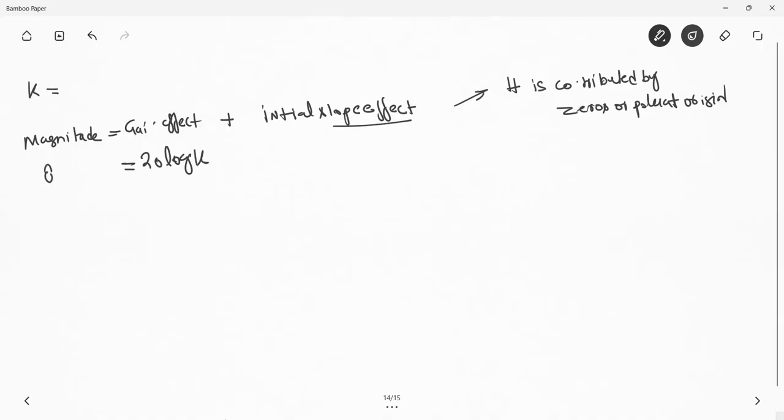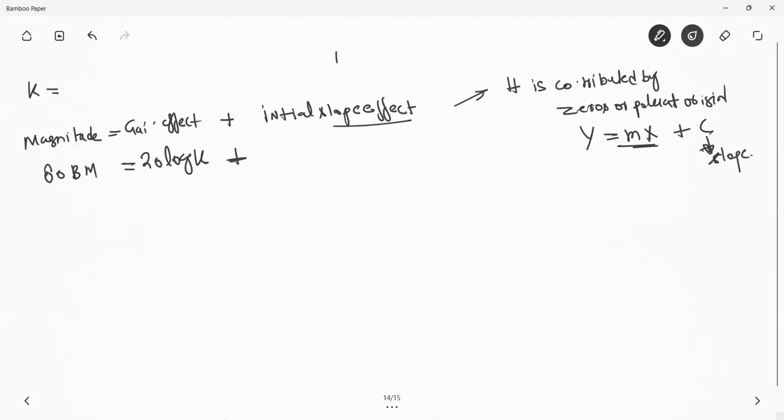Magnitude is 80 dB. This is coming from this equation, y is equal to mx plus c. This is the equation. This is the slope effect, this is the slope, and this is the gain effect plus the initial slope.